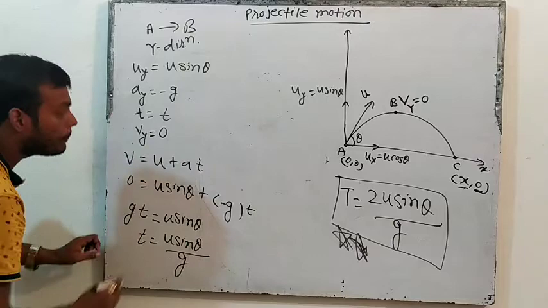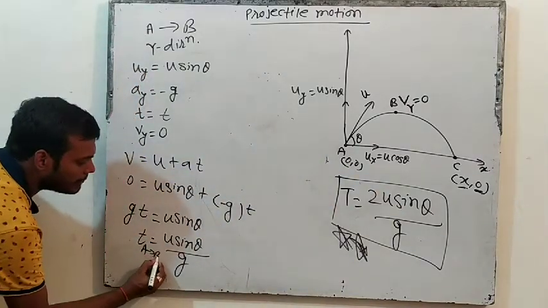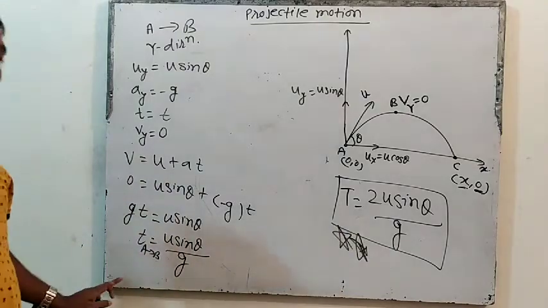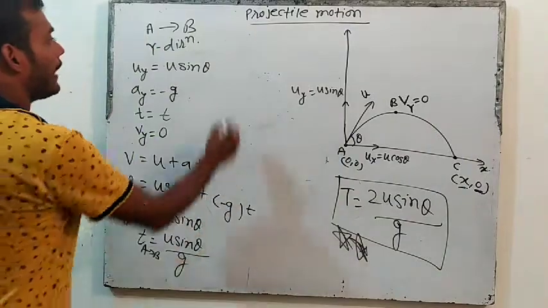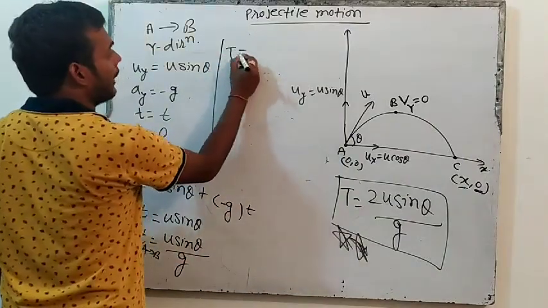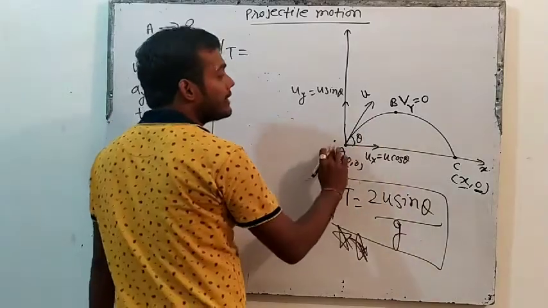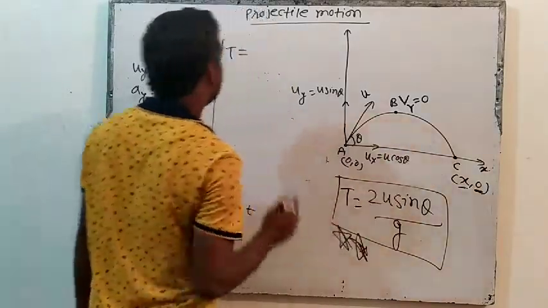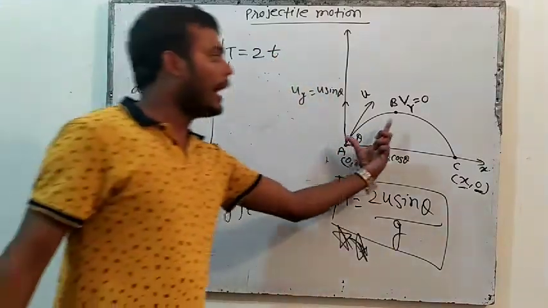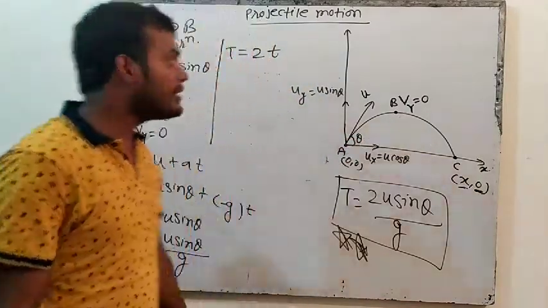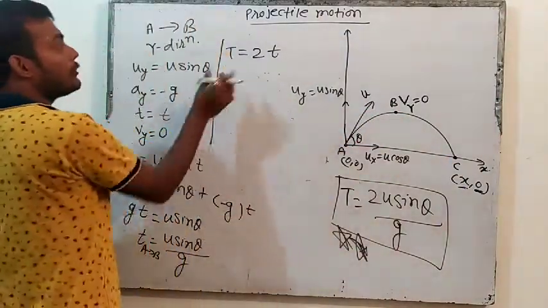So this is the time from A to B. Time taken from A to B. When the object is going from A to B, how much time is it taking? U sin theta by g. Double this time and the total time of flight will come out. For total time of flight, we are not interested only in A to B. We are interested in A to B and B to C. So total time of flight will be twice of t, because AB is half of the journey and the next half is BC. So double the time of the half journey and you will get the total time of flight.